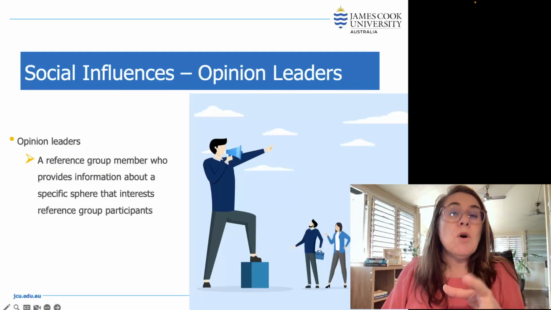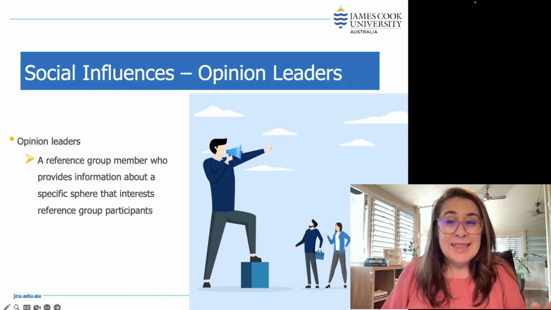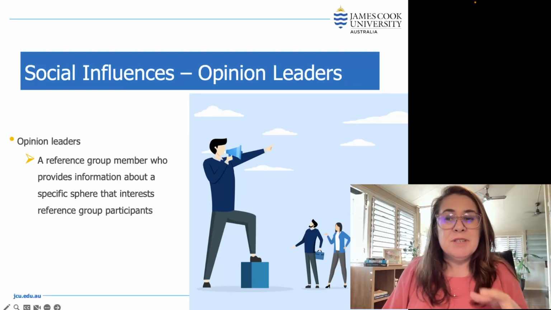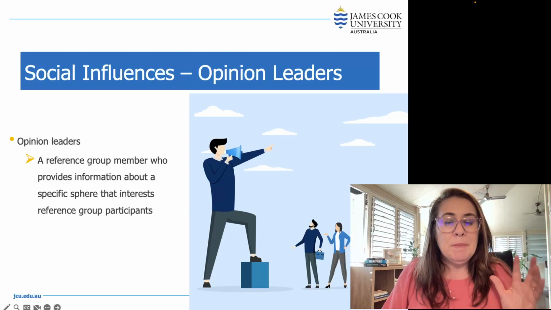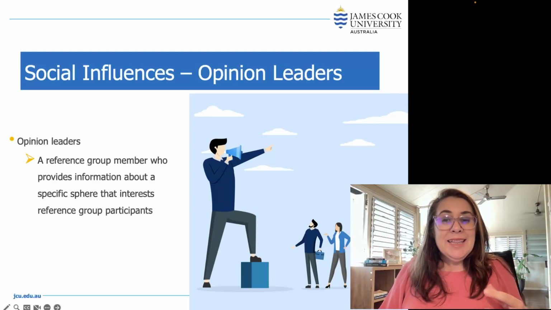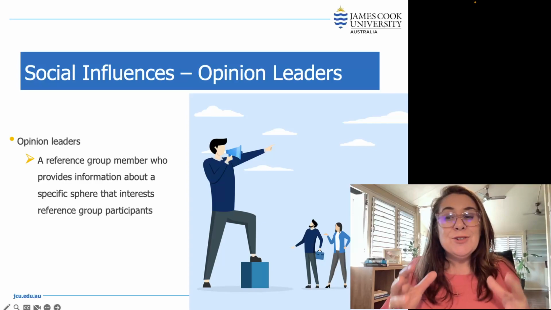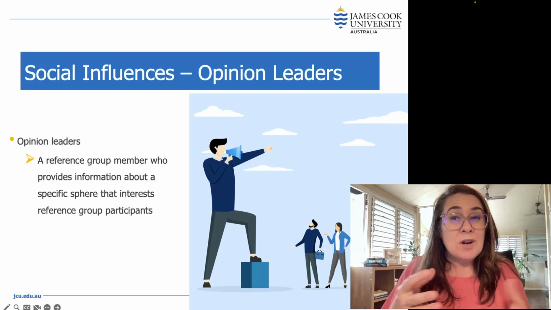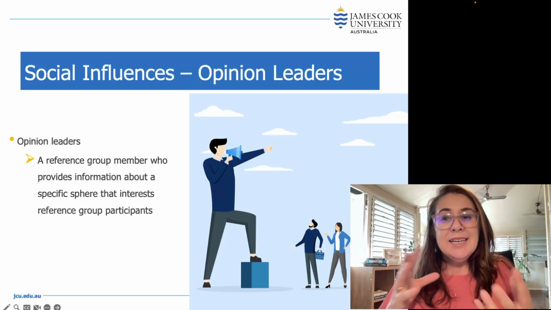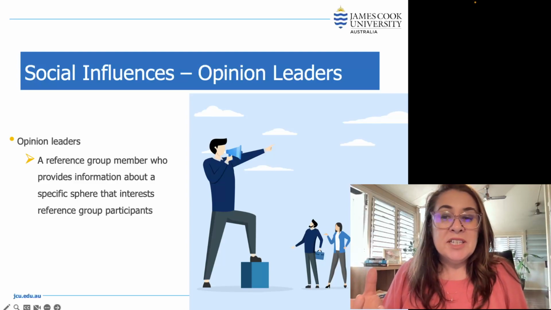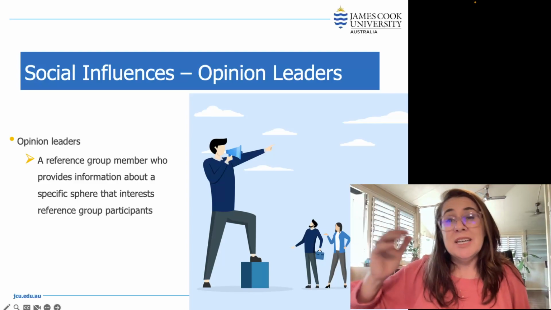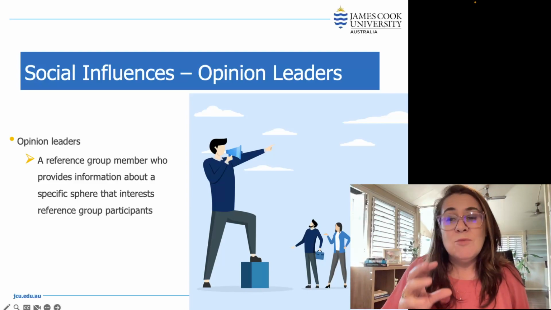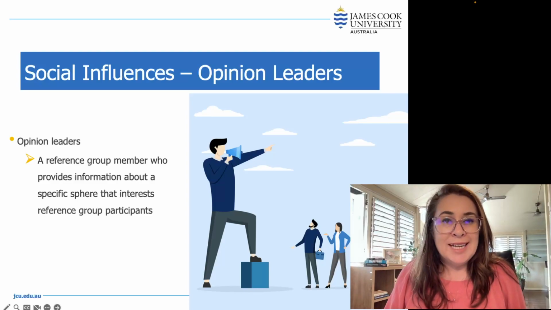In most reference groups, one or two members stand out, and they're known as opinion leaders. So an opinion leader is a reference group member who provides information about a specific sphere that interests reference group participants. An opinion leader is in a position or has knowledge or expertise that makes him or her a credible source for information on one or more topics. The opinion leader is likely to be most influential when consumers have high product involvement but low product knowledge, or when they share the opinion leader's values and attitudes, and when the product details are numerous or complicated.